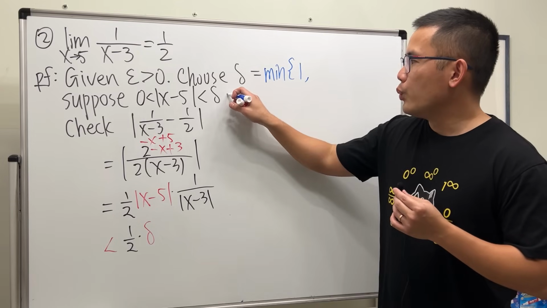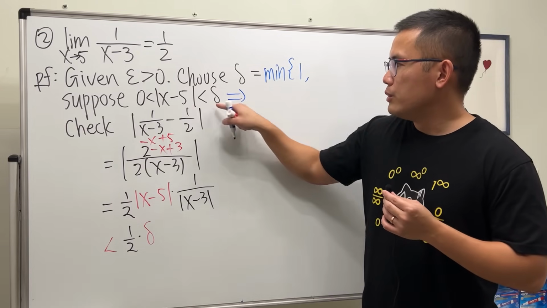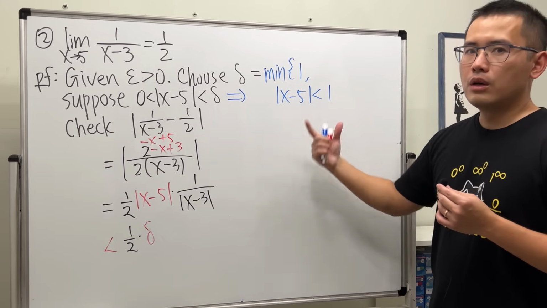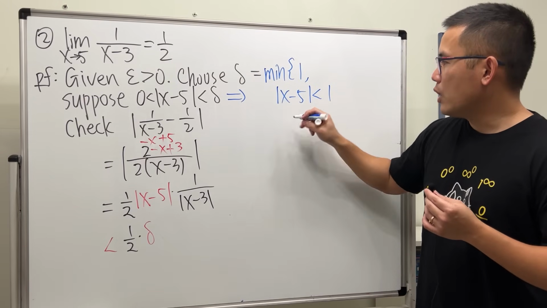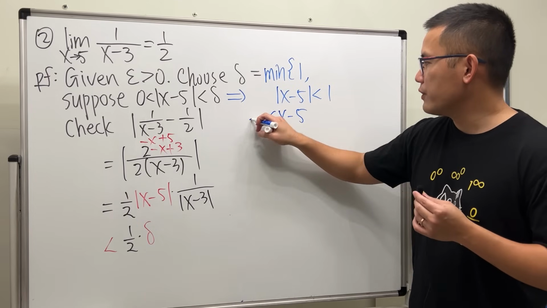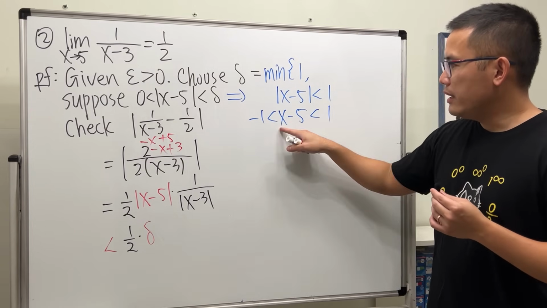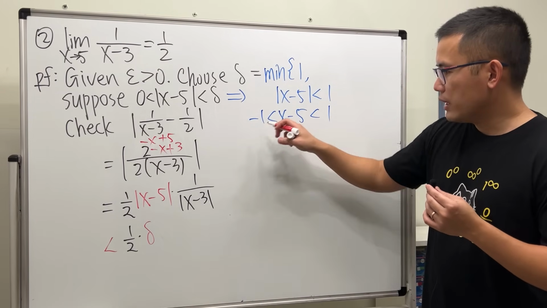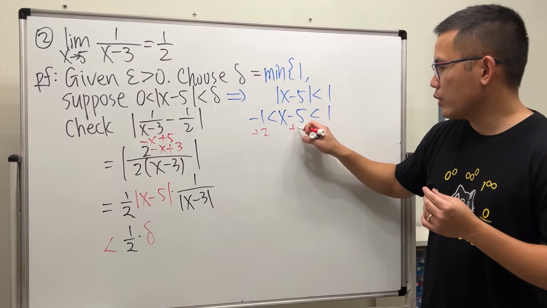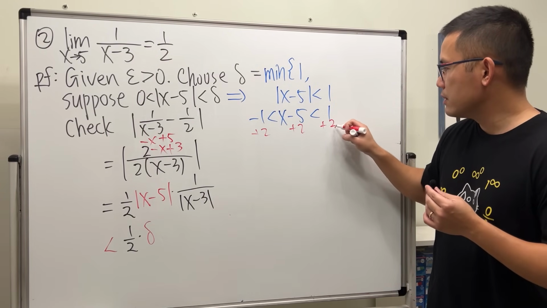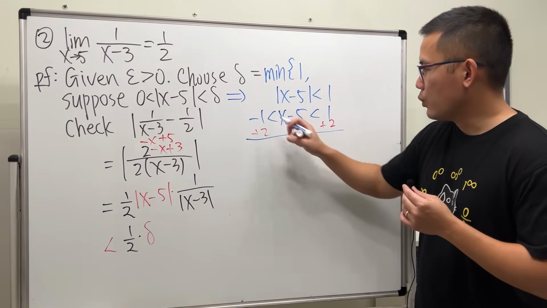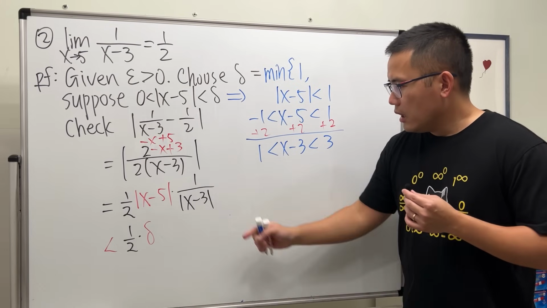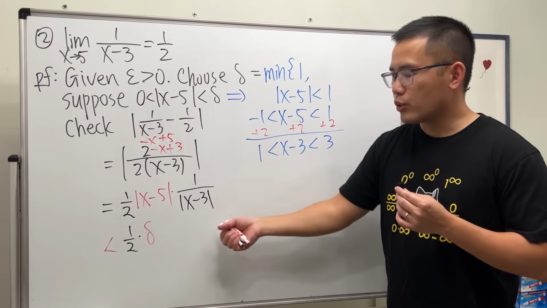With that being said, we know that we can just look at this and say absolute value of x minus 5 is less than 1. Open this absolute value. We know x minus 5 is in between of -1 and 1. And then we need to somehow get to this. So right here, let's just go ahead and add 2 to everybody because we want to end up with x minus 3 somehow. So this is 1. And then we have x minus 3, and this is 3. Now we have this on the bottom and also the absolute value.